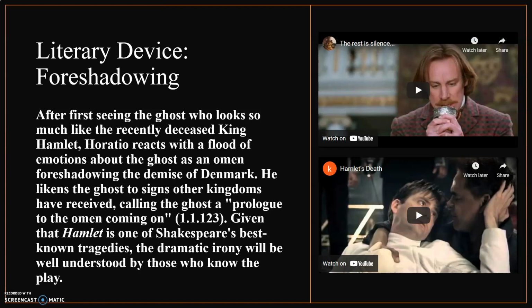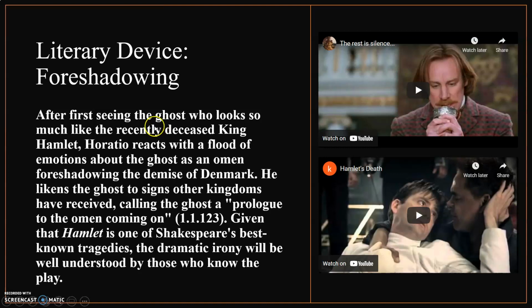So we have, after first seeing the ghost who looks so much like the recently deceased King Hamlet, Horatio reacts with a flood of emotions about the ghost as an omen foreshadowing the demise of Denmark. He likens the ghost to signs other kingdoms have received, calling the ghost prologue to the omen coming on. Given that Hamlet is one of Shakespeare's best-known tragedies, the dramatic irony will be well understood by those who know the play.